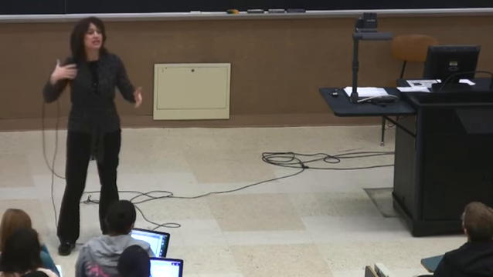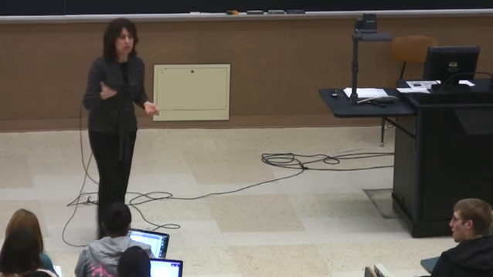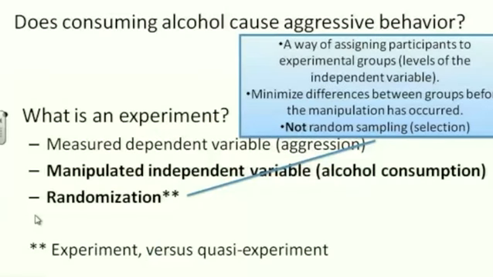Sometimes randomization means making the order of conditions random when people are going to get more than one level of the independent variable. But those are the two defining characteristics of a true randomized experiment, often just referred to as an experiment. It's that there's a manipulated independent variable, in this case alcohol consumption, and randomization. Now randomization, also called random assignment, is not the same as random selection or random sampling. And those two often get confused.